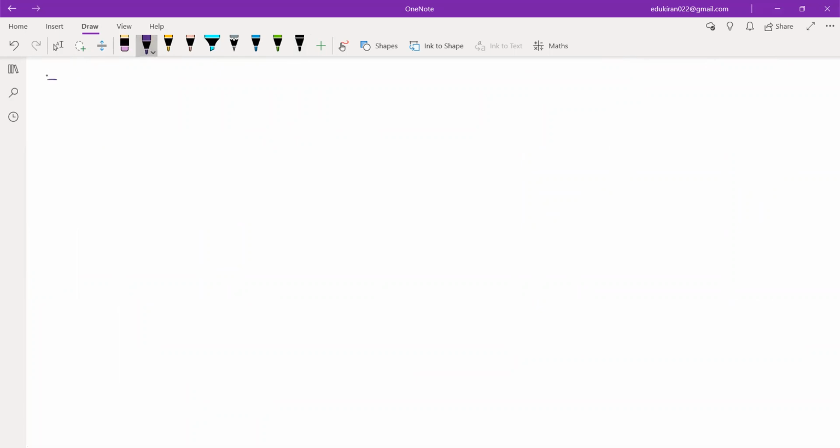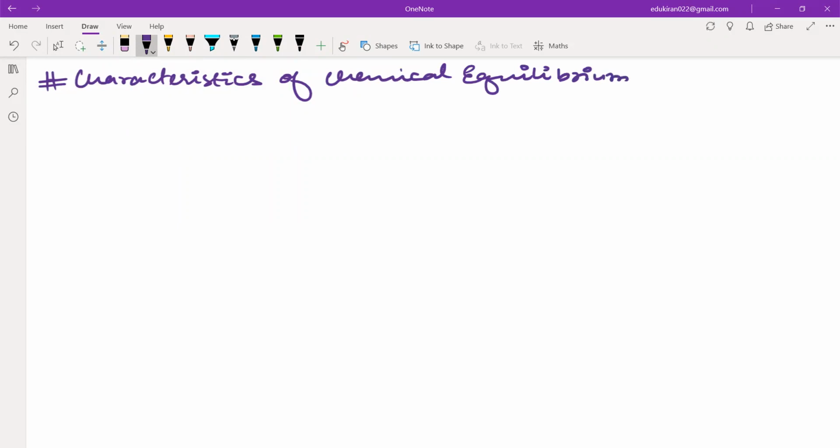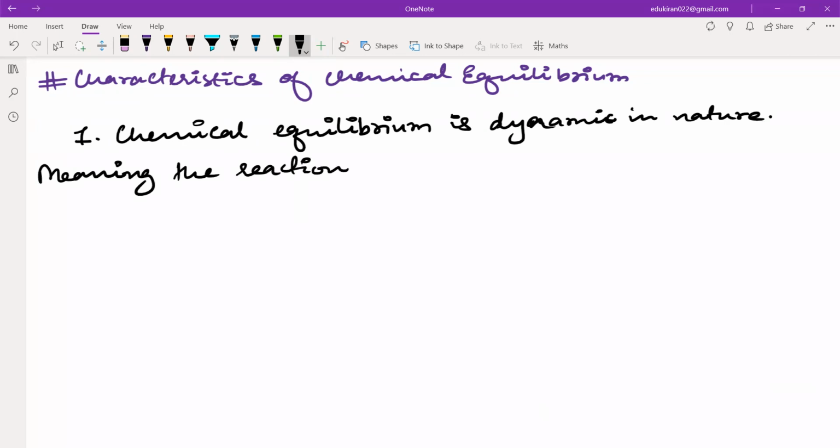Next, characteristics of chemical equilibrium. Number one point is chemical equilibrium is dynamic in nature. Meaning the reaction doesn't stop.